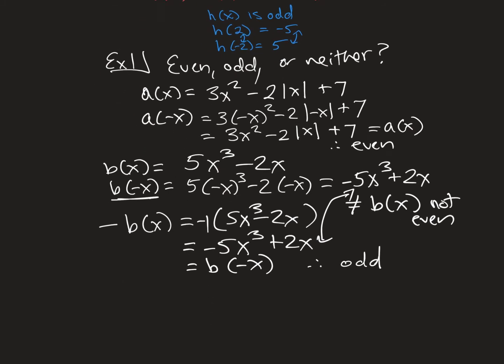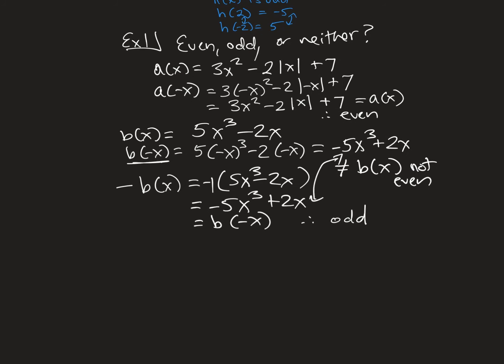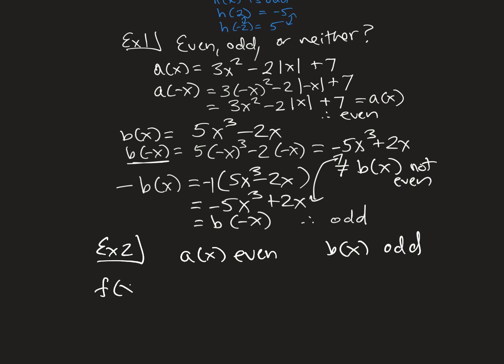So if we look to some other problems that got a little bit more complicated, let me just give you a simplified version of this. Say I told you a of x is even and b of x is odd. And I asked you to determine if the following is even, odd, or neither. So what about the function, we'll call it f of x, equal to this particular composition, b of a of x.